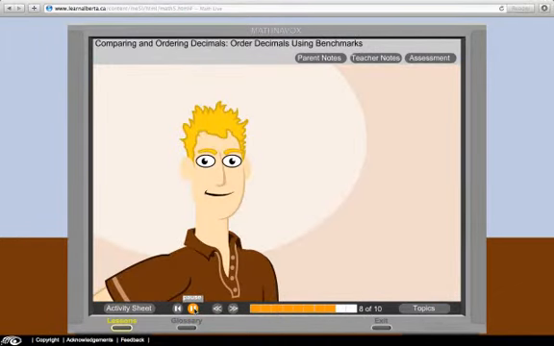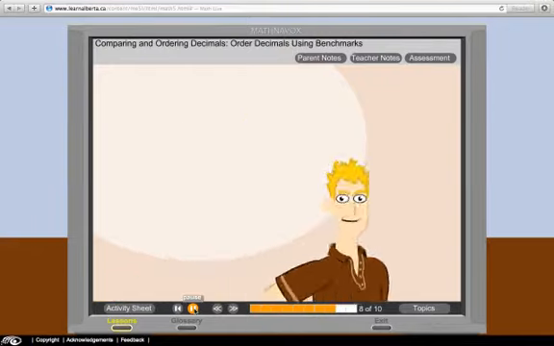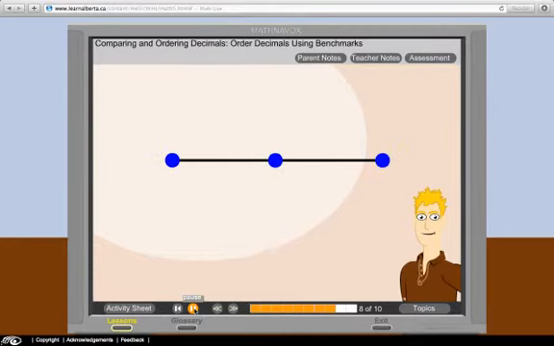Now that we have compared several pairs of decimal numbers, we are ready to put a group of decimal numbers in correct order on a number line. An excellent way to do that is to use benchmark numbers. A benchmark number is a number that is familiar and easily recognized.